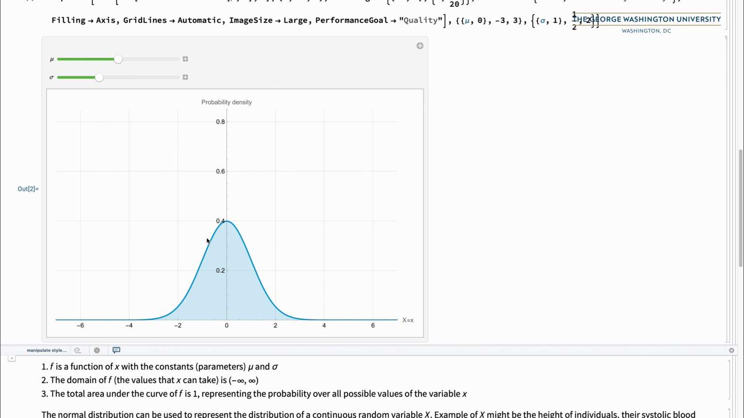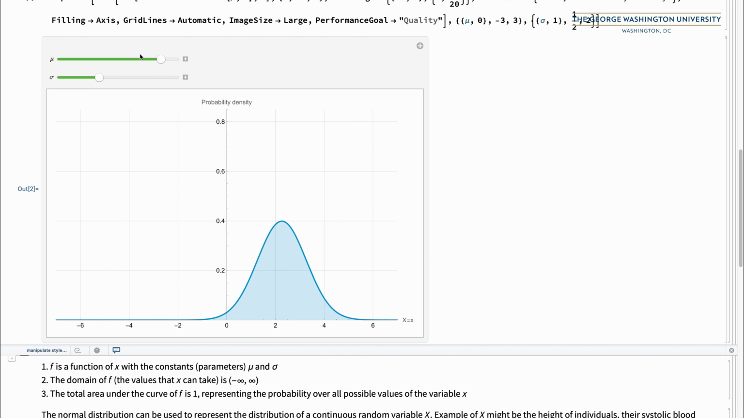And as I change mu, look what happens. If I make mu more negative, it goes to the left. I make mu more positive, it goes to the right. So this peak is always going to be right at mu. And look what happens. Let's just bring it back to the middle somewhere. Look what happens when I change sigma. If I make sigma larger, see it gets flatter.